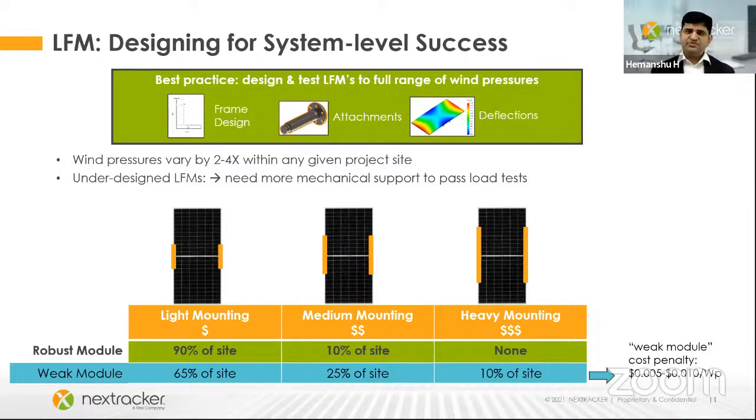So here is a very brief example. If you have a robust large format module that can work with some light and medium mounting, right, so you have a robust module, it's well designed, good frame, good strength in it, it's not going to have a penalty on the mounting side. But if it's a weaker module, so it's big, but it's a weaker module, it's then going to start creating penalties on the mounting side, because then it needs a heavier mounting, it needs a heavier foundation or things like that.